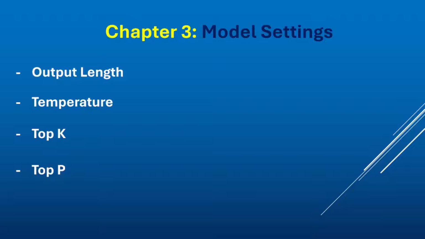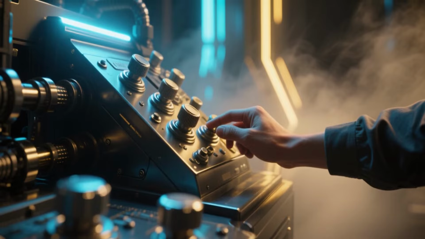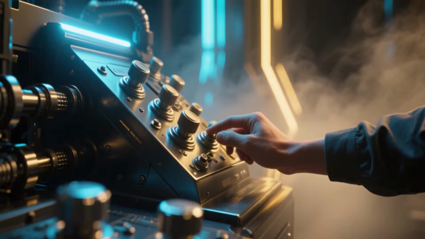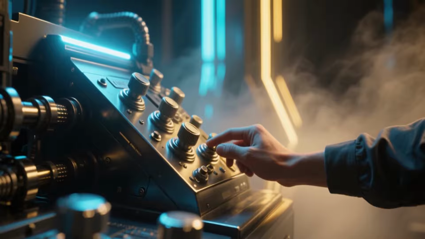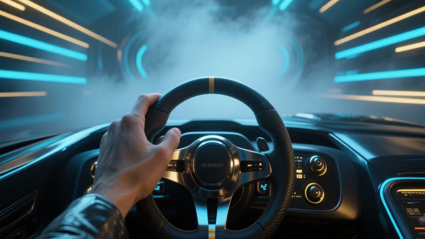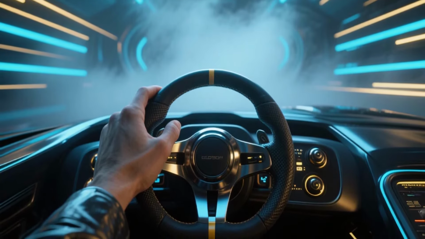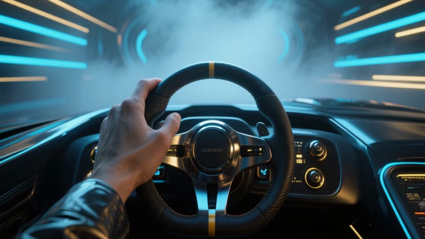Now, we need to talk about something that many people overlook, but that can dramatically change the results you get from AI. These are called model settings or parameters, and they're like the control knobs on a machine that let you fine-tune how the AI behaves. Understanding these settings will give you much more control over the quality and style of responses you receive.